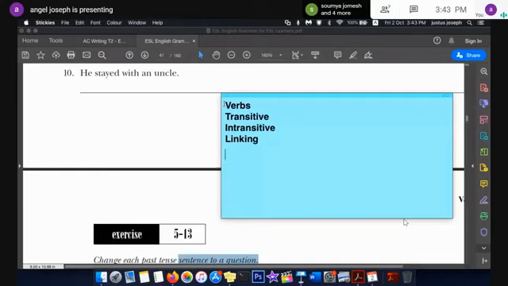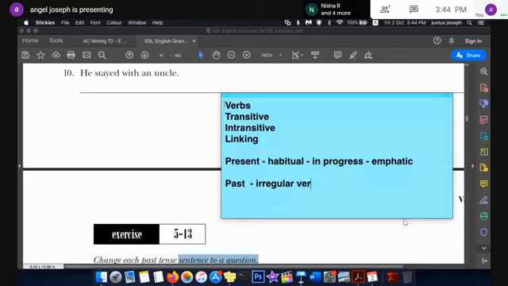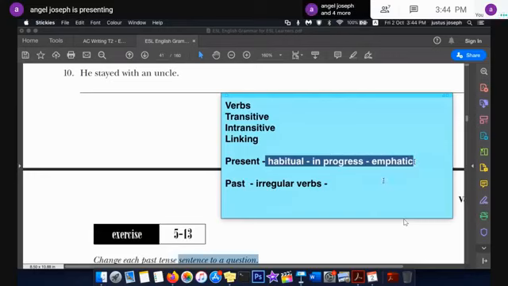Then we looked into tenses, we looked into present, and we looked into 3 types of present tense, that is habitual, that is what you call simple present, in progress, and emphatic. Similarly, we looked into past. While we were learning past, we also understood that there are some things called irregular verbs, and we also looked into the three types of past, that is again habitual past, in progress past, and emphatic past.